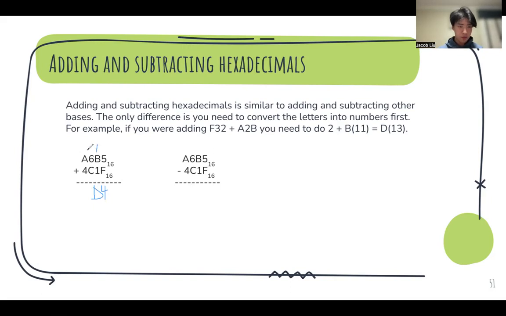So 1, 2. What am I doing? 2 here, 1 here. A plus 1 plus 4. So A, B, C, D, E, F. It's F. So you can see you just get F2D4, basic.